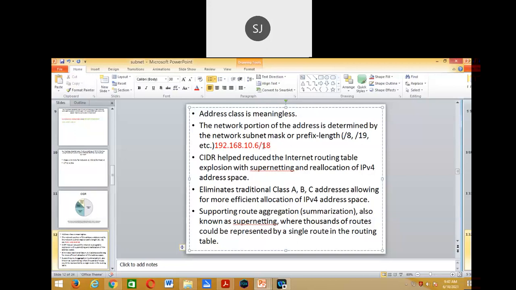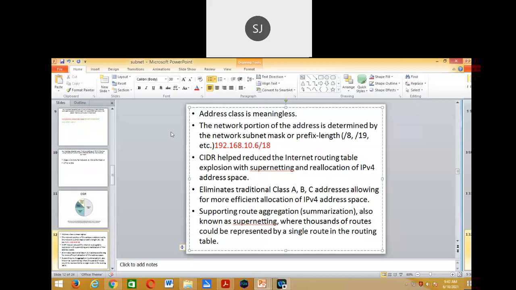Are you getting my point? Please respond. See, one disadvantage of classful addressing is that it is very rigid as far as the number of bits used for network ID and host ID. For class A it is 8 bits for network ID, 24 bits for host ID. For class B it is 16 bits for network ID, 16 bits for host ID. For class C it is 24 bits for network ID, 8 bits for host ID. So that rigidity is there.